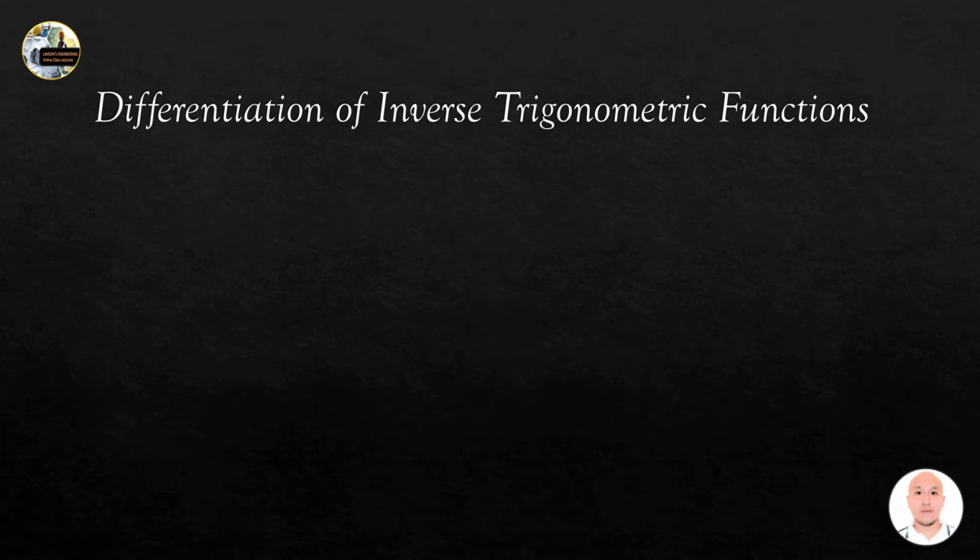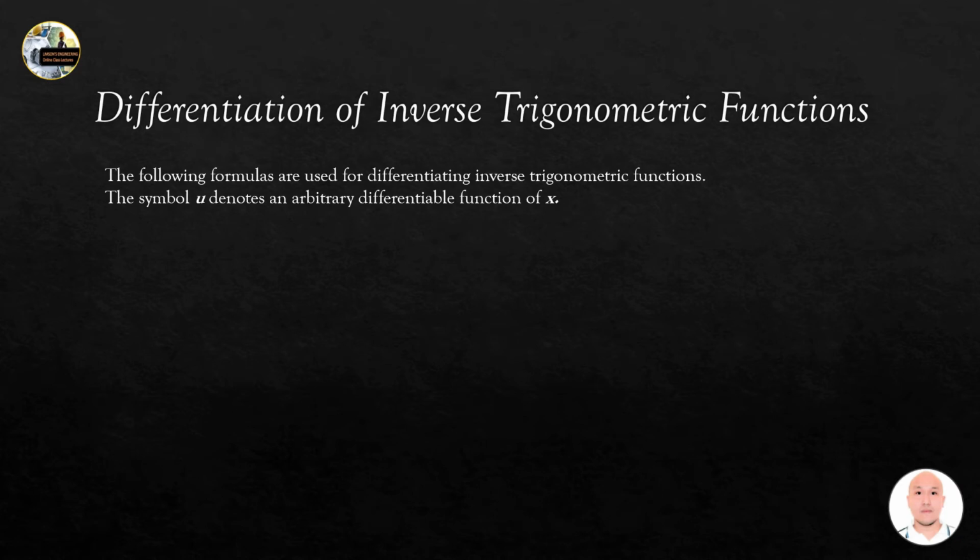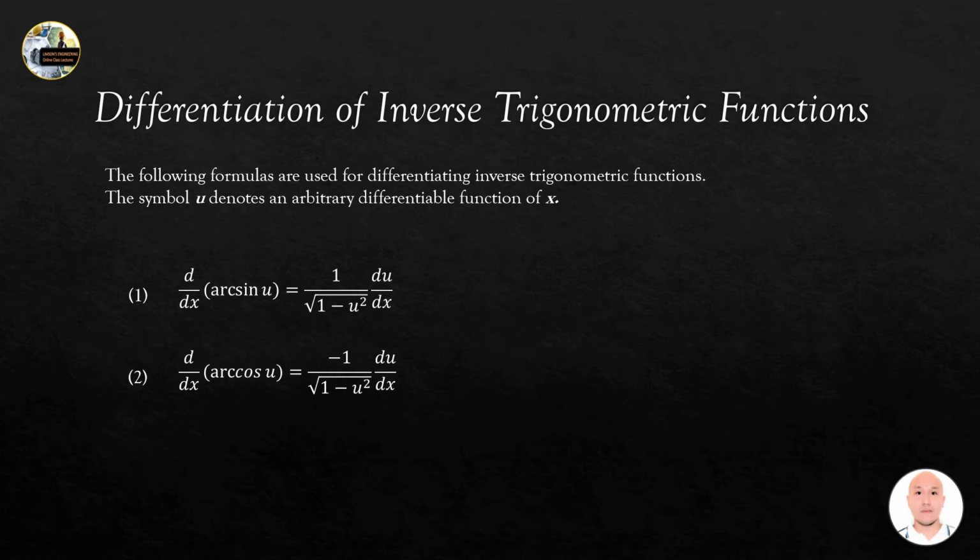Our next topic is differentiation of inverse trigonometric functions. The following formulas are used for differentiating inverse trigonometric functions. The symbol u denotes an arbitrary differentiable function of x. Number 1, d over dx arc sin u equals 1 over square root of 1 minus u squared times du over dx. Second formula, d over dx arc cosine u is equals to negative 1 over square root of 1 minus u squared times du over dx.